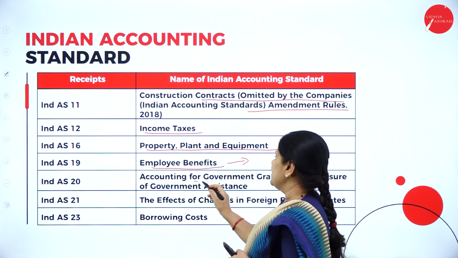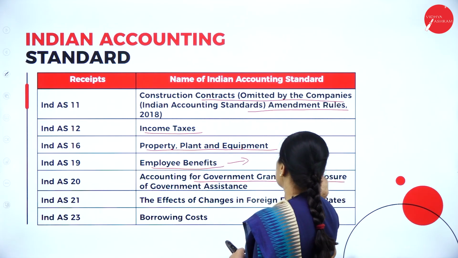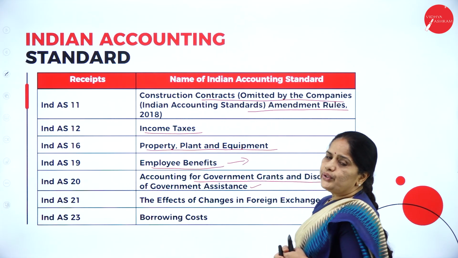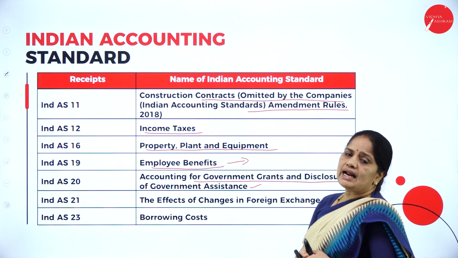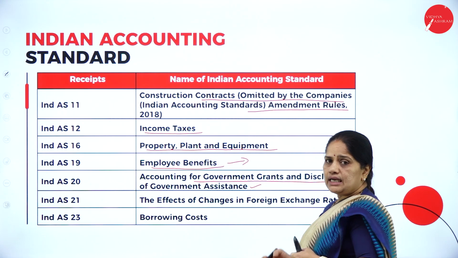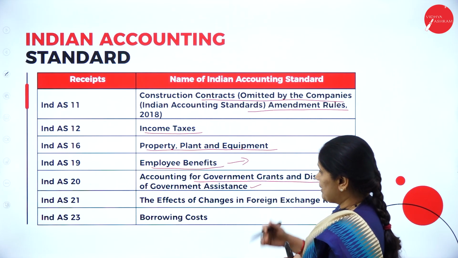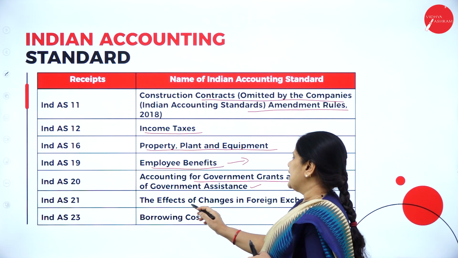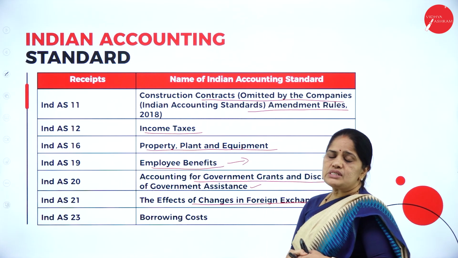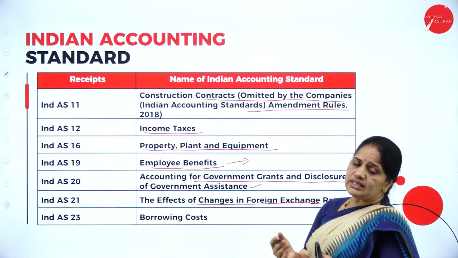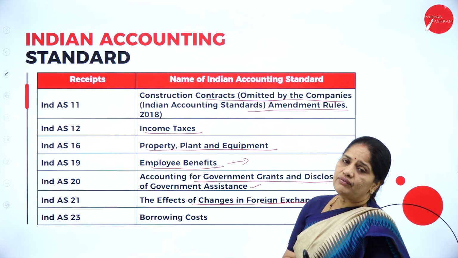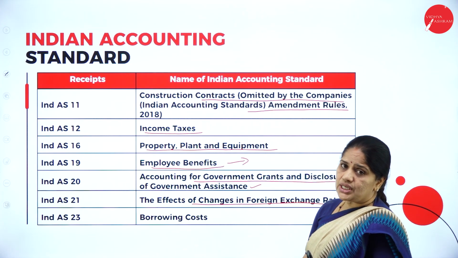In 20 we have accounting for government grants and disclosure of government assistance. Suppose you are getting a government grant for your company. Then how do you have to maintain the accounts relating to that grant? That will be mentioned here. Then in 21, effects of changes in foreign exchange rates. Suppose the company is engaged in foreign trade. Then what are the various provisions for fluctuations in the foreign exchange rate?